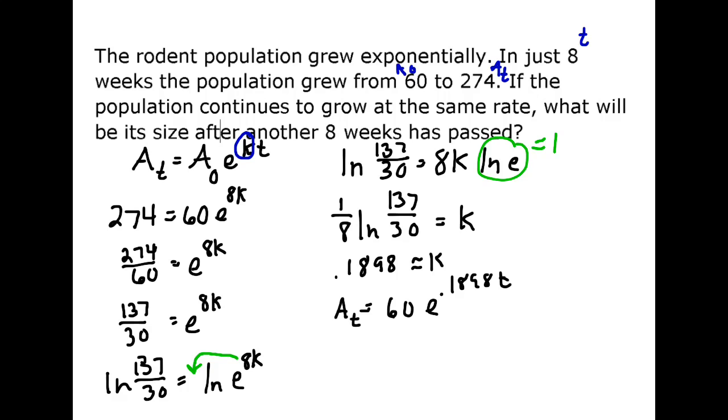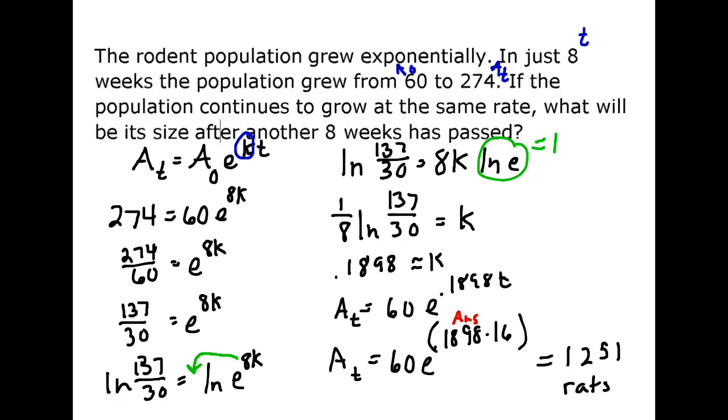So we want to know how much there will be after another 8 weeks have passed. So altogether when 16 weeks have passed. So we want the amount in 16 weeks. So that will be 60 e to the 0.1898 times 16. And I have my previous answer in my calculator yet, so I'm not going to be doing any rounding off. I'm going to use previous answer right here in my calculator. Let's see, what do I get? So if you put that in your calculator and round to the nearest integer, you get 1,251 rats.